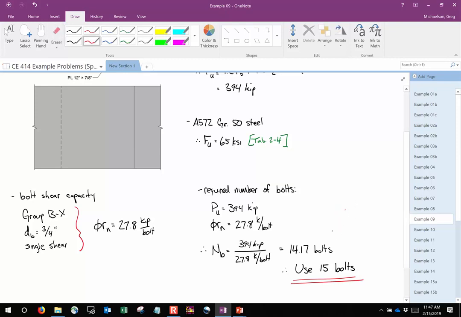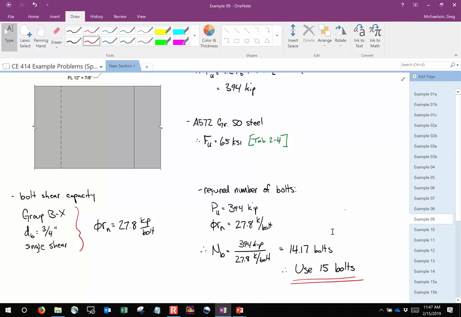Probably, unless I was staggering it. And if I'm staggering it, then I might be able to come up with a staggered pattern that makes sense. But from a practical setting, usually the only reason you're going to stagger a connection is if you want to use the members as they are. You don't want to change your member design. You got a W10 by 49, you want to keep the W10 by 49, but you check the tensile capacity and it doesn't work, then you're going to stagger the connection, okay?